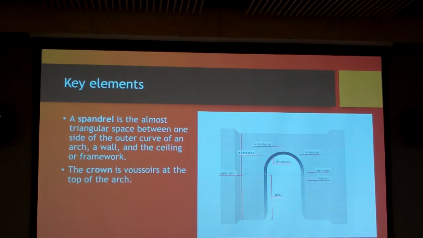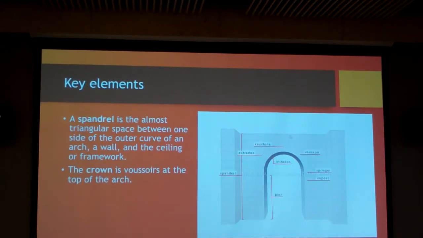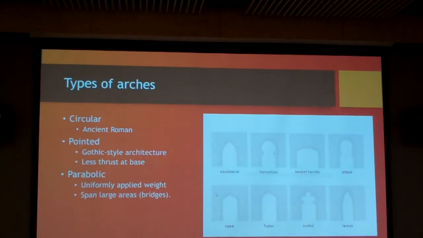The spandrel is the part of the wall that's in between, like this triangular piece that's in between the arch and the exterior. So it's like a little triangle. And the crown is just the top few pieces, so like the keystone and then maybe the first one or two on each side of the arch.